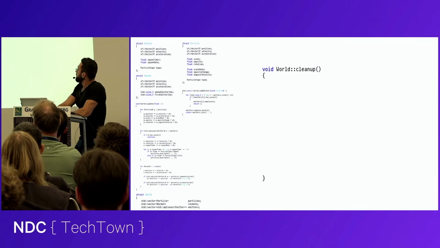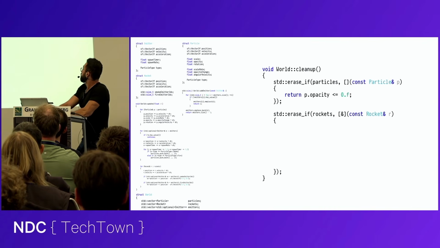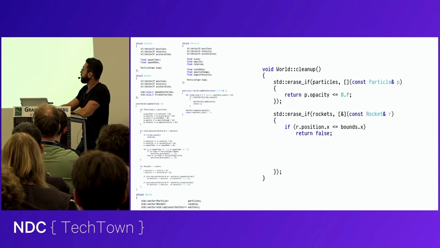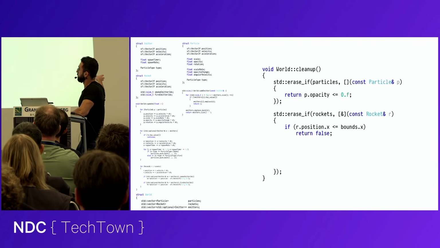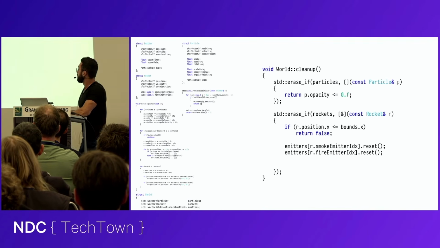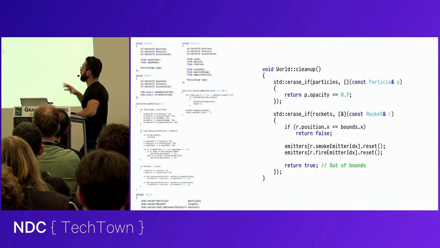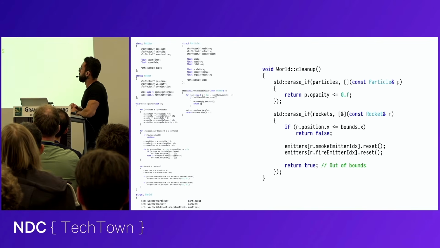Finally, the last piece is the cleanup. Here it is going to be done in phases. First, we're going to clean up all the particles. And then for the rockets, we're going to do the same. We're going to check if we're out of bounds on the right-hand side of the screen. And if we are out of bounds, we can take this opportunity also to reset the corresponding emitters and then return true. So the deletion of the rockets and emitters, because they are closely related, is going to be done together in the same function here, depending on the condition that the rockets are out of bounds.